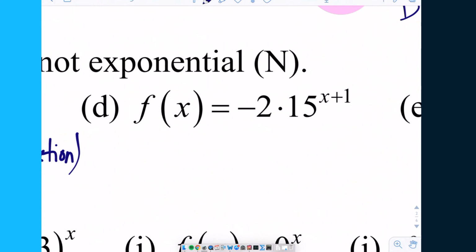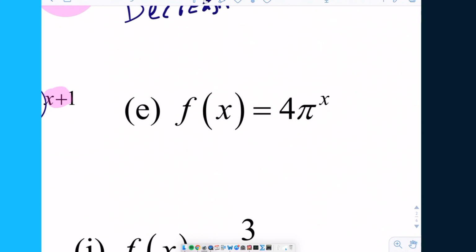But it's not purely exponential because it does not have a numeric base. All right, how about this one? -2 times 15 to the x plus first power. It is exponential. This would be a transformation of an exponential. As long as you have a variable in the exponent and a numeric base of 15, it's good. That's exponential.